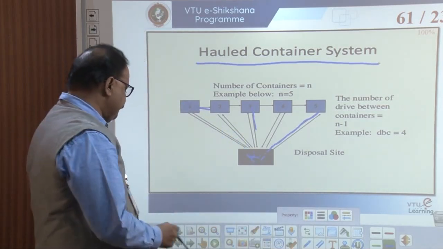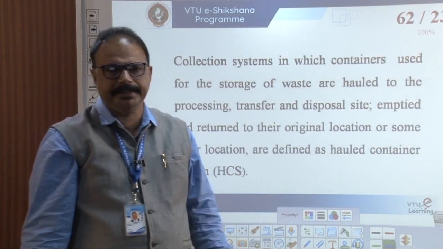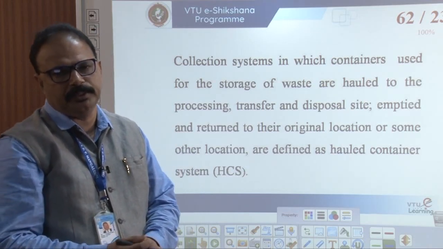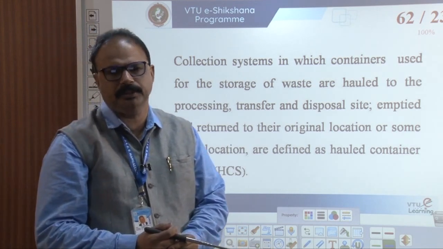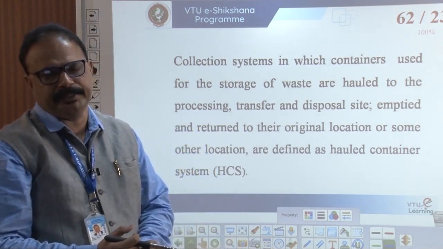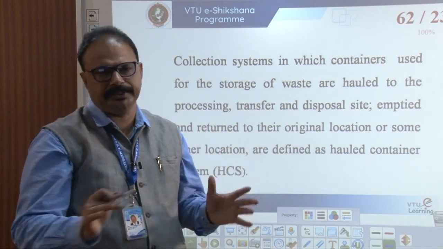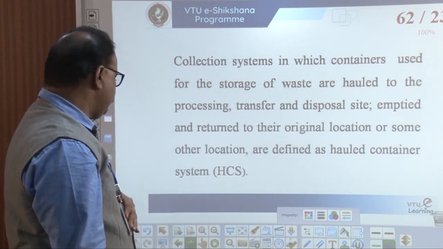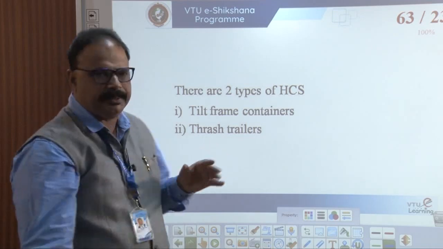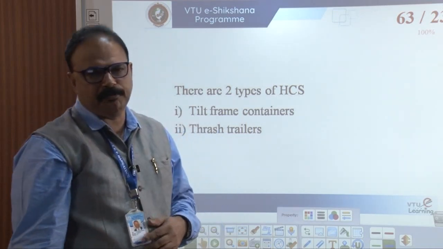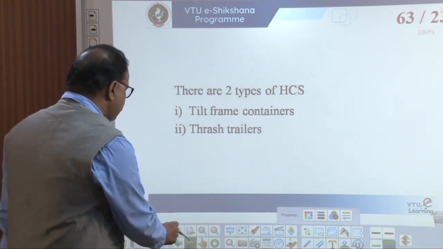Now, another explanation: a collection system in which a container used to store the waste is hauled to the processing, transfer, or disposal site, emptied, and returned to the original location is defined as the hauled container system. There are two types of hauled container systems: tilt frame container and trash trailer. I already explained these in detail.